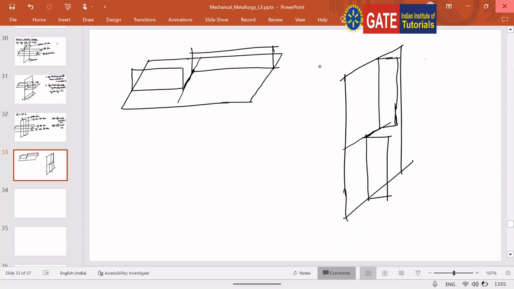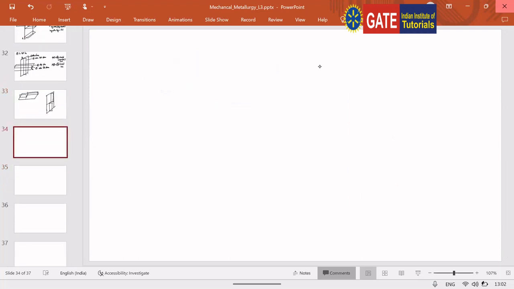So this is all about when we have edge interaction. Now we'll see edge and screw interaction. If one is an edge dislocation and the other is a screw dislocation, what will happen? Write it down: edge screw dislocation.